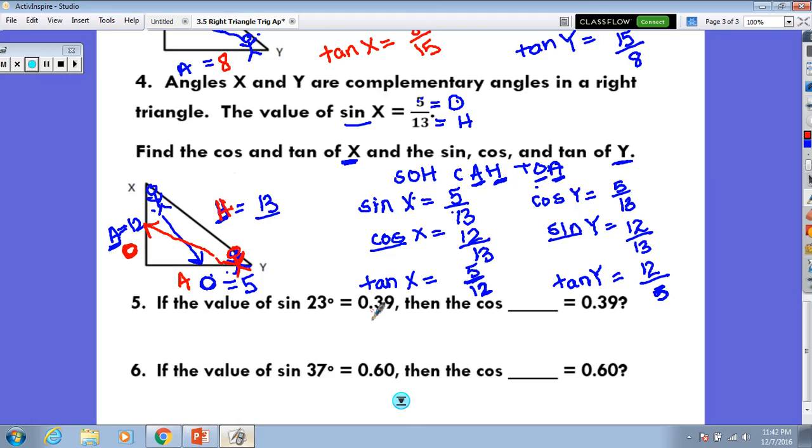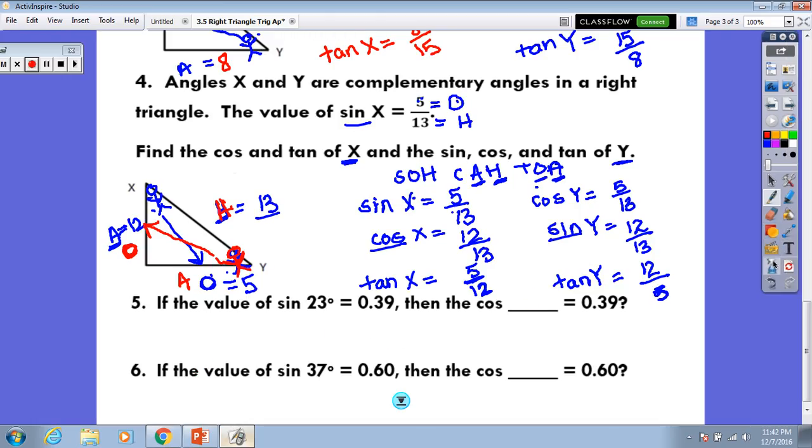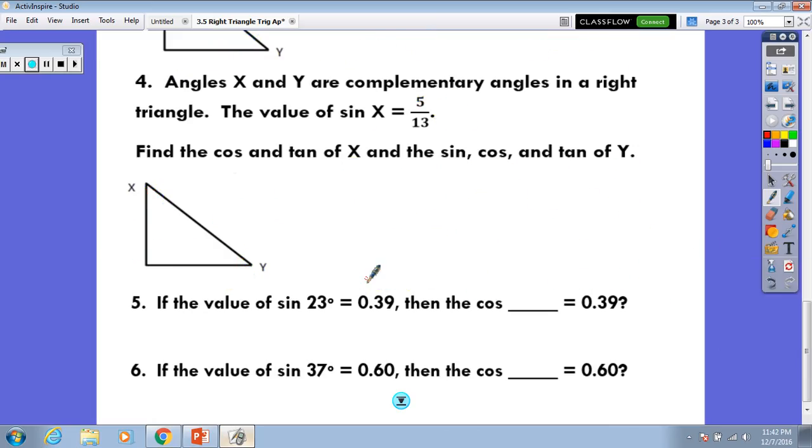Alright, so to wrap this up, number 5 and 6 just require you to put the angle measurement in here. Okay? So we know that the sine of 23 is 0.39. They're asking you, what should the angle measurement be for cosine if it is equal to the same thing? Now remember the 90-degree rule. So we have to take 90 and subtract 23 out, because that's the angle that they gave me here, and that's going to give me my angle that we're going to fill in here. So 90 minus 23 equals 67.